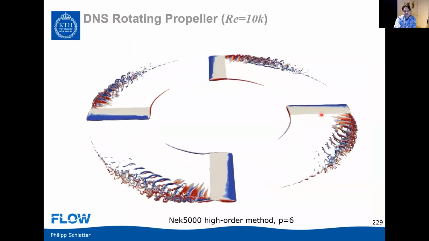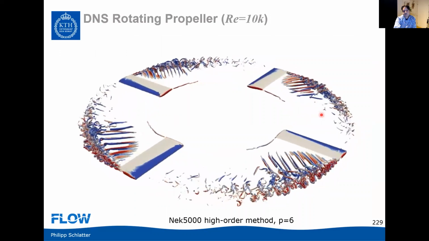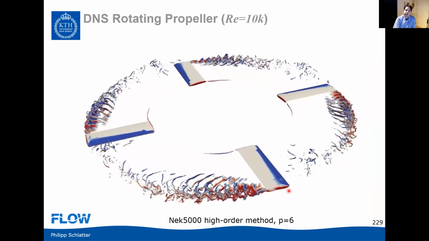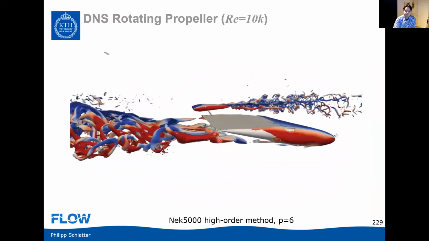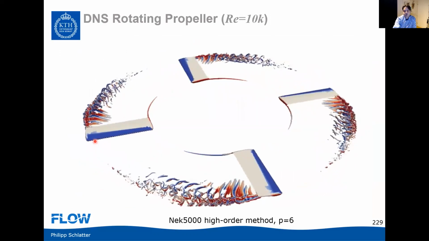And our latest work now was that we applied this to also a rotating propeller. And in this case, this was all done with an adaptive mesh. You don't see in this plot now the mesh, how it's adapting, but there is an underlying adaptation going on.